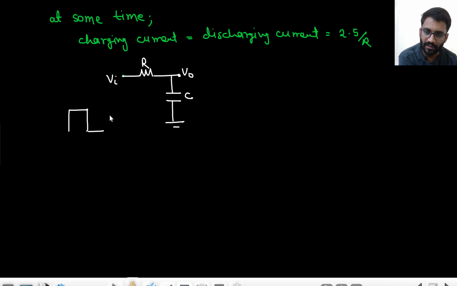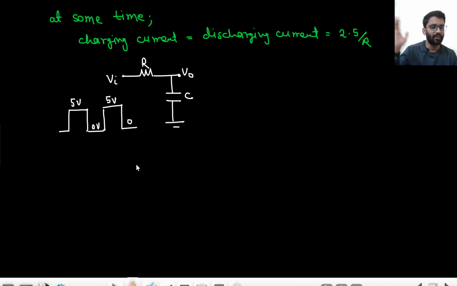Then it goes to 0. Then again 2.5. Then again goes to 0. Okay, from 2. So not 2.5. Sorry, 5. 5 volt. 0 volt. 5 volt. 0 volt, because this cycle keeps on coming 5 0 5 0 5 0. Now this is charged to 2.5 volt, right?